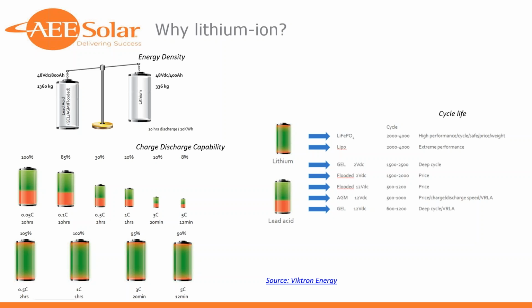So working from the bottom up, gel batteries, meant for real deep cycles, fewer cycles available in a 12-volt format. As we work our way up to AGMs and floodeds, you're getting 500 to 1,000, maybe up to 2,500 cycles out of a 2-volt gel.